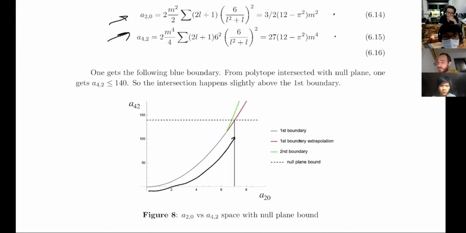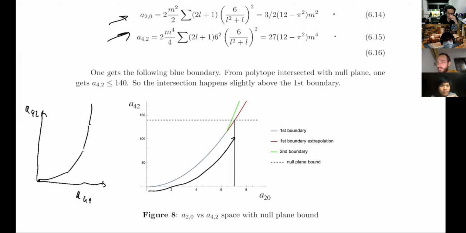And then from the polytope, so the polytope for A42, A41, we already know the exact formula, and it's some polytope, right? And then this you intersect with the null plane, so this gives upper bounds for A41, A42 here, and for A41, right?